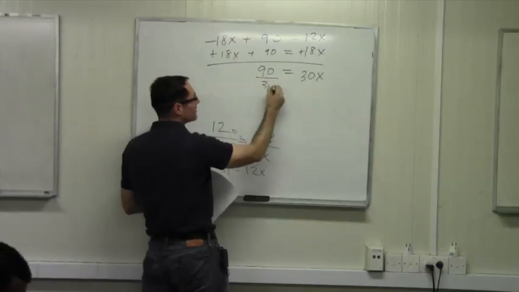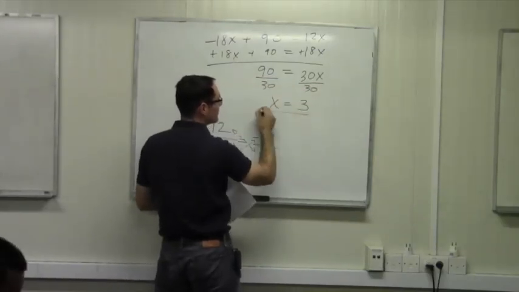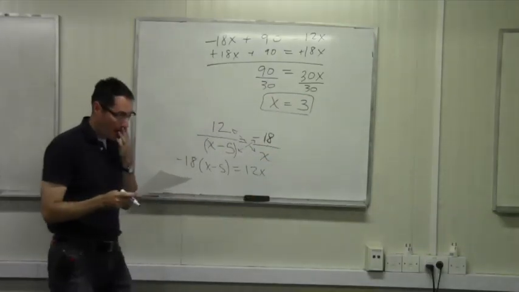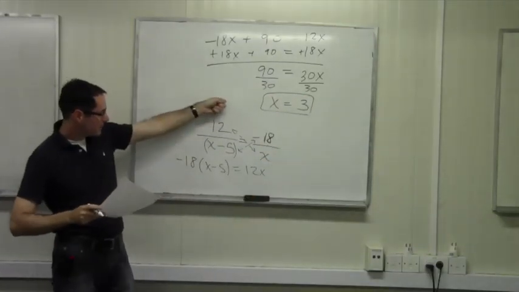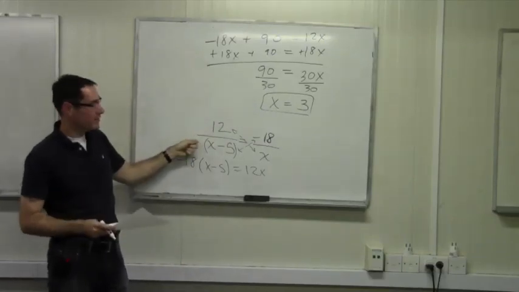Divide both sides by 30, and x equals 3. And you can check it. Again, plug in x equals 3 into either this one or this one. Doesn't really matter. The best one is to plug it into the top one.